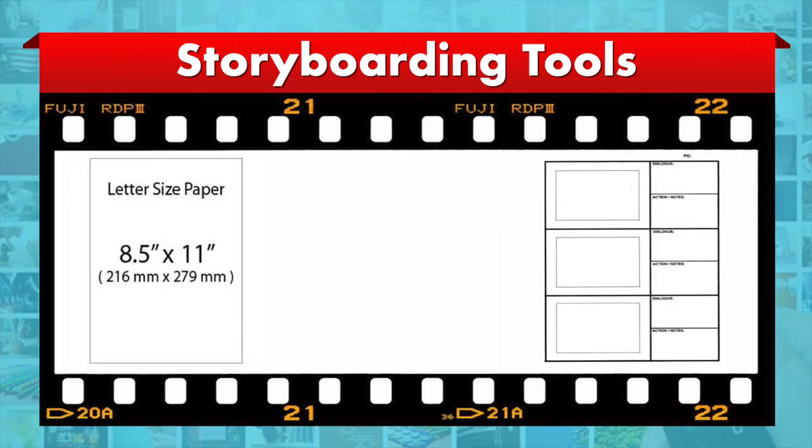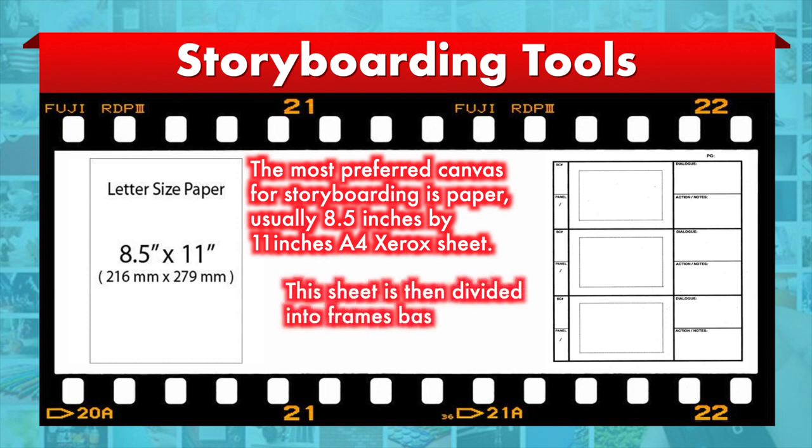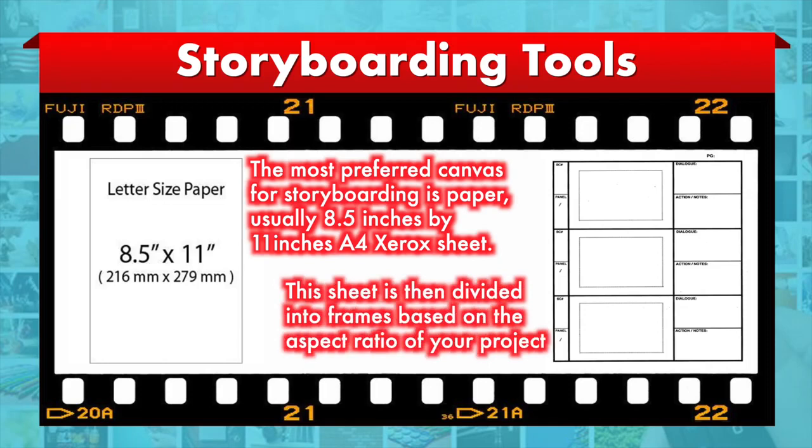The most preferred canvas for storyboarding is paper, usually 8.5 inches by 11 inches, which is an A4 Xerox sheet. This sheet is then divided into frames based on the aspect ratio of your project. Usually 4 frames in a sheet. Textured sheet can be used based on the artist's preference.